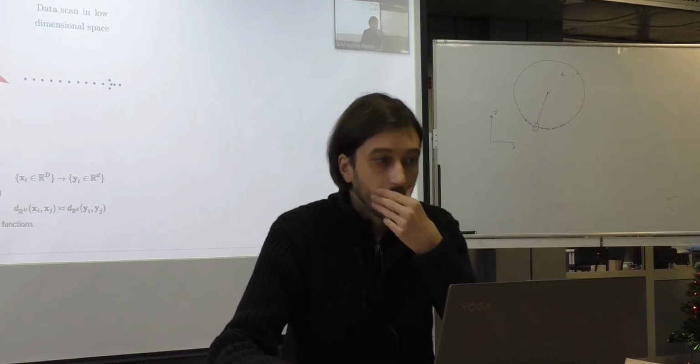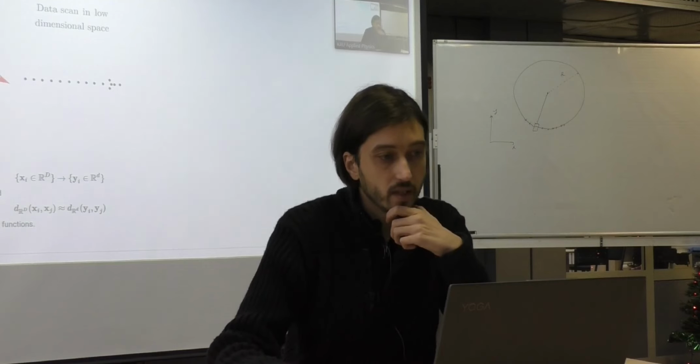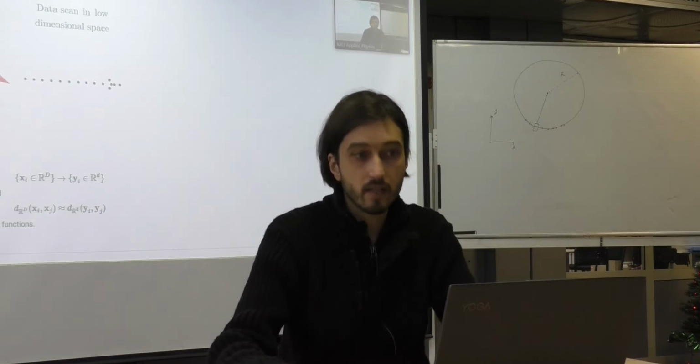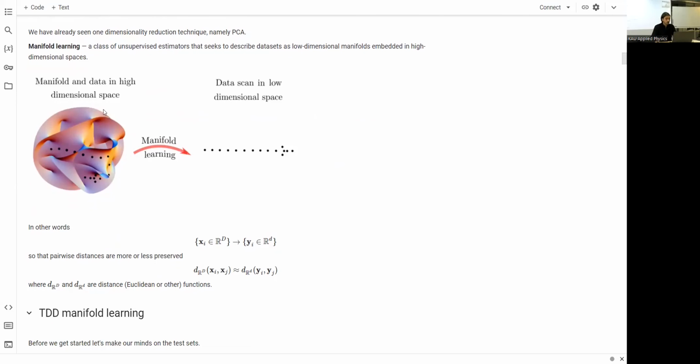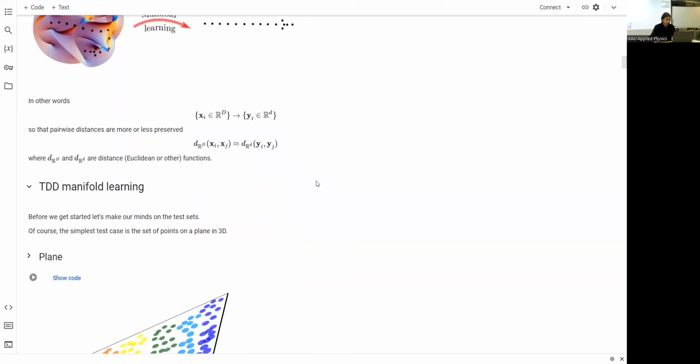Okay, so manifold learning is a class of unsupervised estimators that seek to describe datasets as low-dimensional manifolds embedded into a higher dimensional space. Here is an example for you. You have some very complicated manifold. Here we have some points that we have measured, and with manifold learning we are trying to somehow unwrap it. You can think of it as unwrapping that manifold and getting some lower dimensional data.